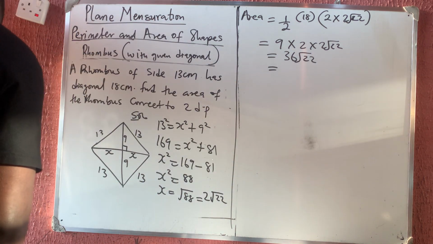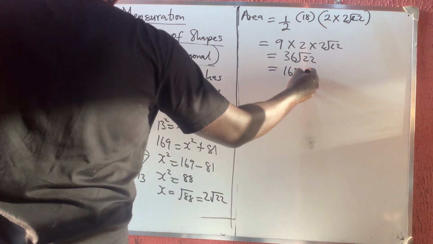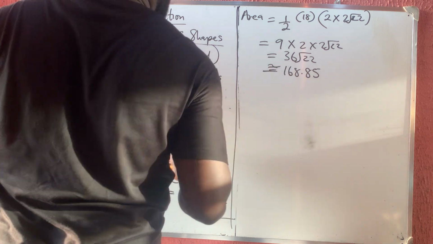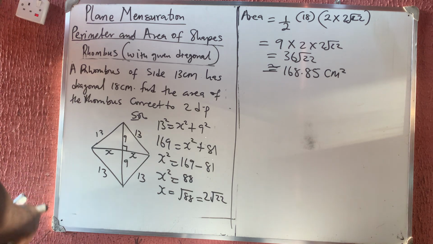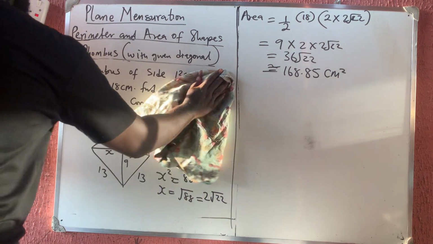If you get your answer in decimal, I'm having 168.85 approximately, to 2 decimal places, in cm squared. So you see, it's not difficult to calculate. We move to the next question, question number 3.